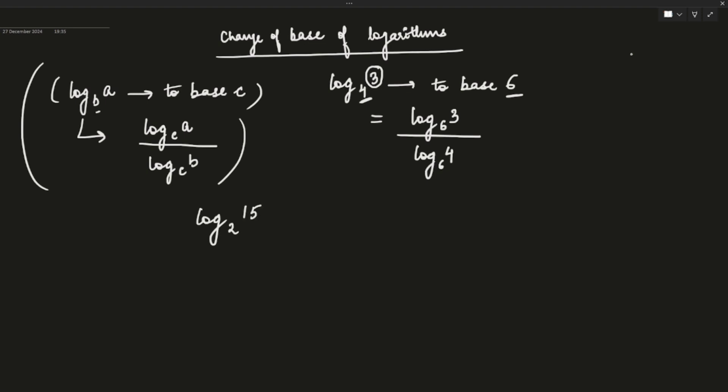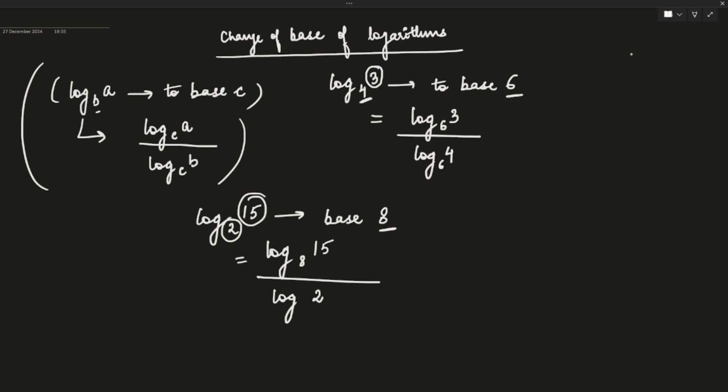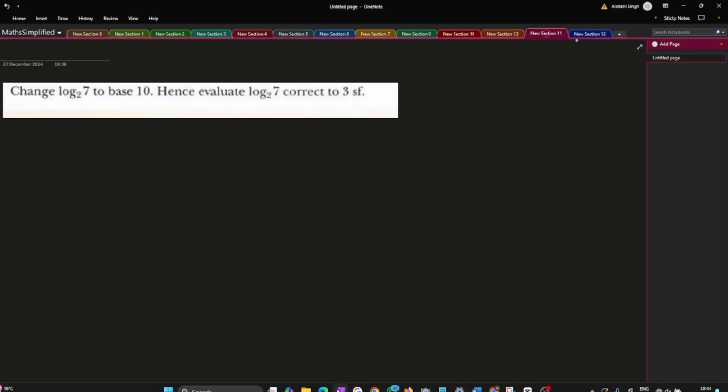Let's take one more example. You have to change log of 15 to the base of 2 to base 8. So it will be log of 15 to the base of 8. We first take the argument and attach the new base to it, upon log of the previous base, log of 2 to the base of 8. So here you are changing the logs to the same base.